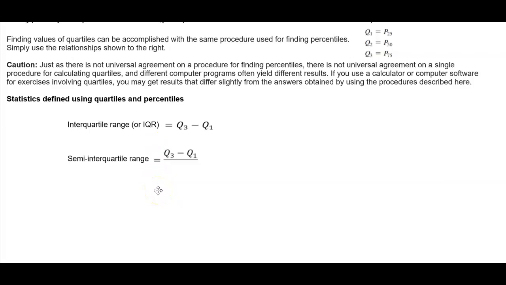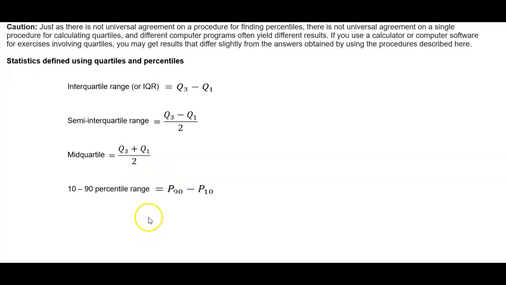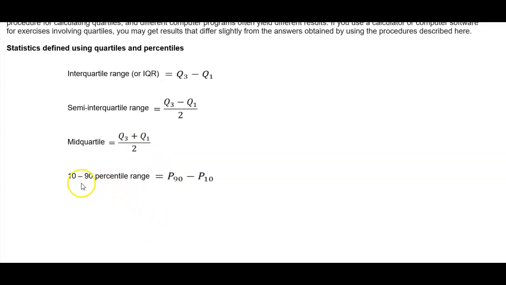Next, we have the semi-interquartile range. Okay, and that's equal to quartile 3 minus quartile 1, divided by 2. Then we have the mid-quartile, which is quartile 3 plus quartile 1, divided by 2. And then we have the 10 to 90% range. This is taking the value of the 90th percentile and subtracting the 10th percentile.